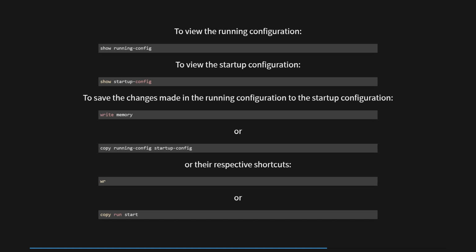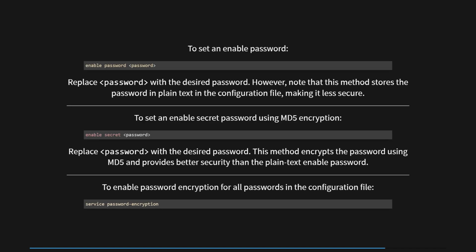To save the changes made in the running configuration to the startup configuration, several commands can be used, such as write memory, copy running-config startup-config, or their respective shortcuts. Cisco devices provide options to set passwords to secure access to different levels of privilege. Enable password. The enable password command allows setting a password for Privileged Exec mode. However, this password is stored in the configuration file in plain text, making it less secure.